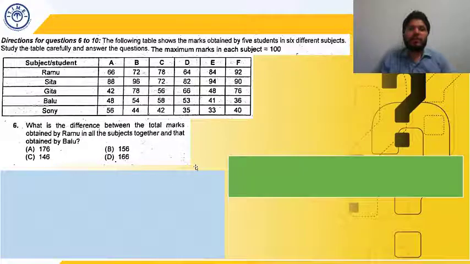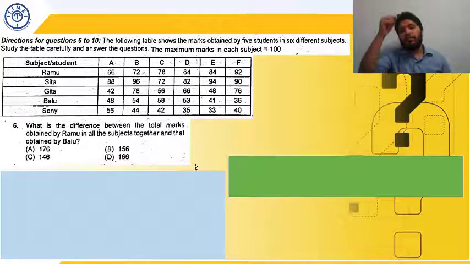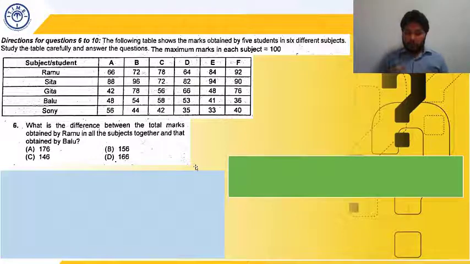Okay, I hope you have read the question at least. What is the difference between the total marks obtained by Ramu in all the subjects together and that obtained by Balu? So we want the sum of marks of Ramu and the sum of marks of Balu, and then their difference. Their total marks difference is what is required here.